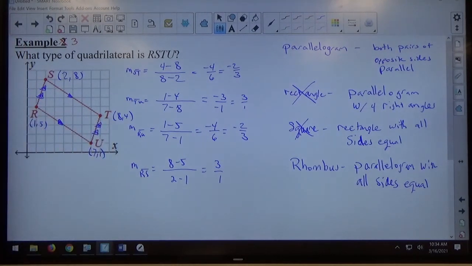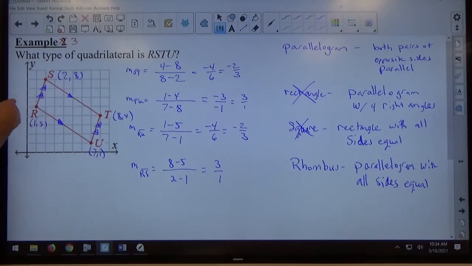Okay, finally, if I want to determine if it's a rhombus or not, it's definitely a parallelogram. We need to look at the side lengths. So if I want to find the lengths of the sides, this and this would have to be the same measure. We already know for a fact it's a parallelogram. Parallelograms automatically have opposite sides equal. So these two sides will be equal, those two sides will be equal for sure. So I'm just going to find the length of RS and find the length of ST to see if they match. If they do, fine.